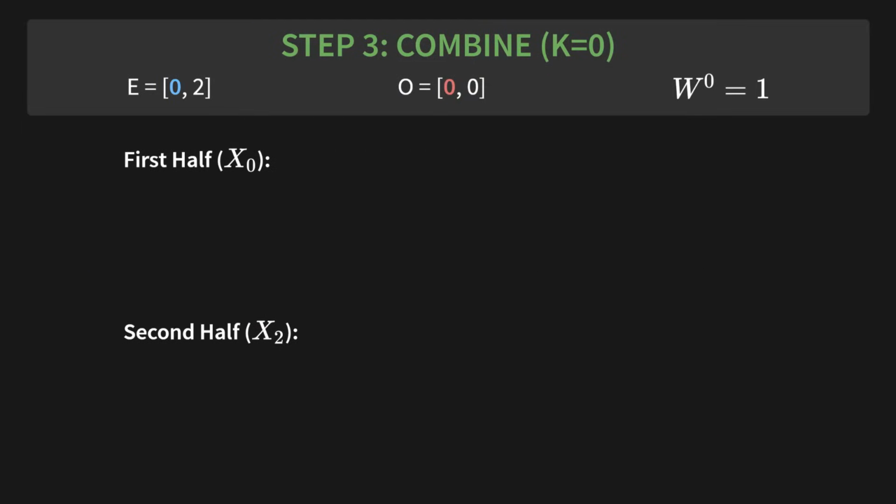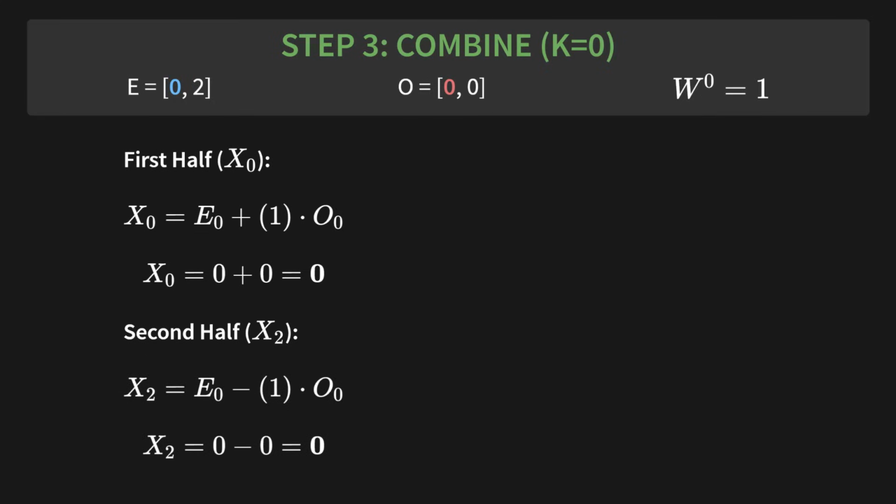Step 3, combine. Now we use our magic formulas. We'll start with k equals 0. Our E vector is 0, 2. Our O vector is 0, 0. And the twiddle factor we need, w to the power of 0, is just 1. So for the first half, x sub 0, we use the plus formula. X sub 0 equals E sub 0 plus 1 times O sub 0. That's 0 plus 0, which equals 0.